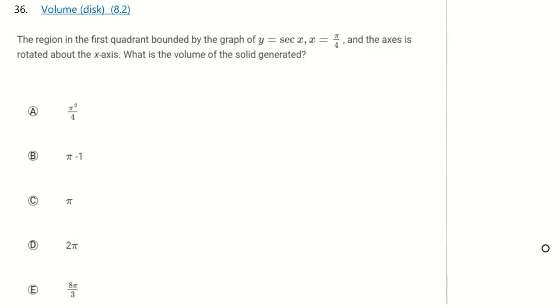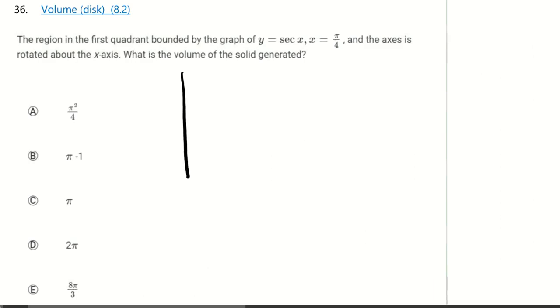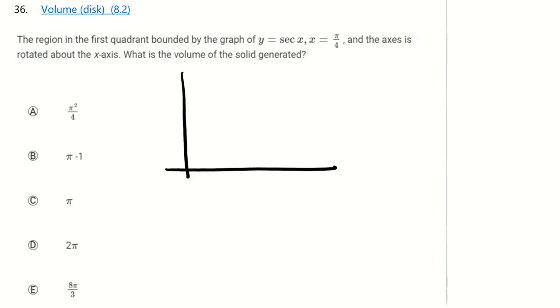Okay. Disk volume. Oh yeah, I like this one. This is the second time I've reminded you of this fact. This was not by accident. Okay, y equals secant x. Suppose you don't know what the graph of y equals secant x looks like.